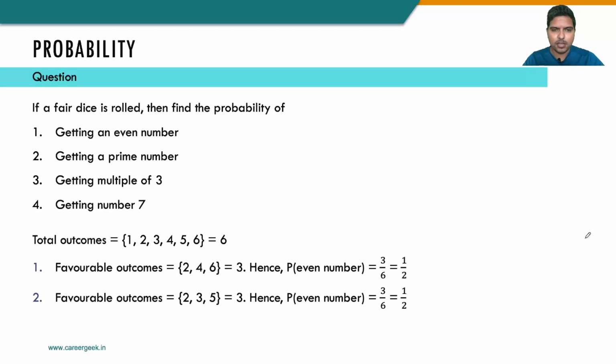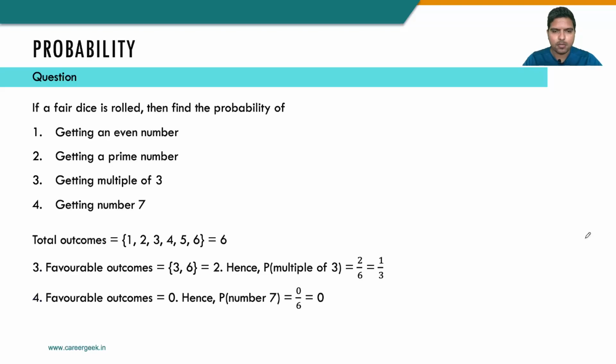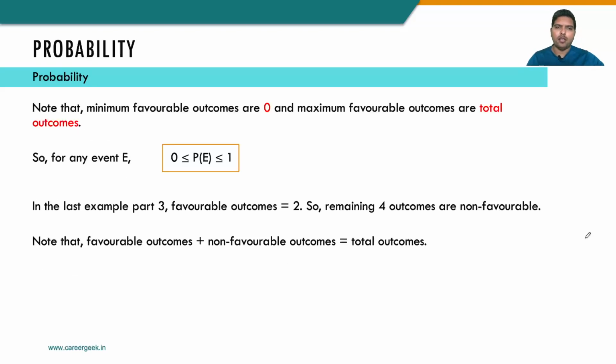So we have already covered this. We have also seen the minimum favorable outcomes are 0 and maximum favorable outcomes are total outcomes. So the probability of any event will always be between 0 and 1, both inclusive.